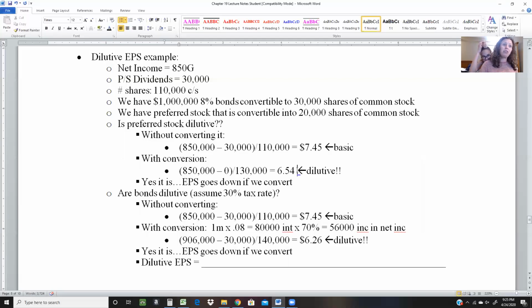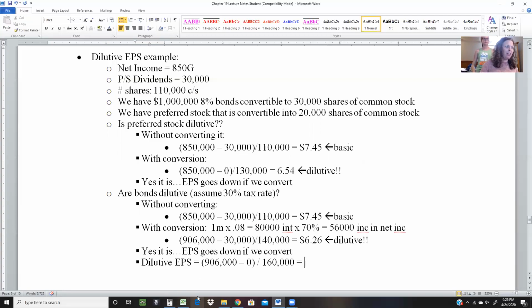Since both securities were dilutive, what we have to do is convert both of them. So now we have to do a combined version of this. Our basic earnings per share is still 7.45, but what if the bonds were converted and the stock was converted? So our new net income would be 906. We would have no preferred dividends because all of them got converted. And in the denominator, we would have 110,000 shares and 30 more and 20 more. So we would have 160,000 shares.